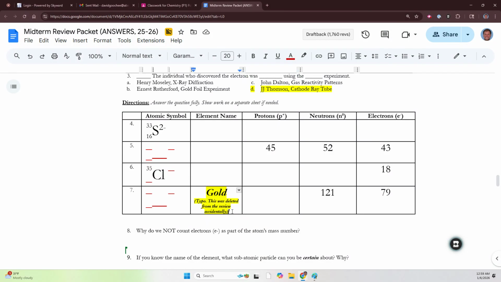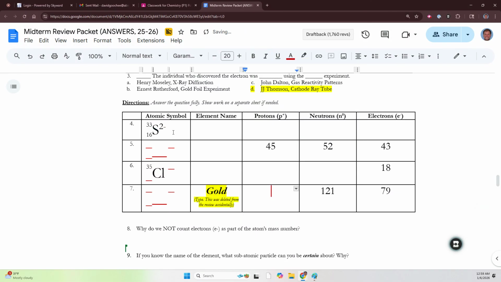Quick point. I screwed up number 7. I should have put the word gold here. I needed to give you the element name in order to solve this. So if you couldn't solve number 7, my bad. Just do it assuming that the element was gold. All right, so let's get to it.